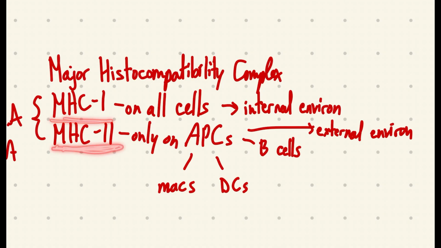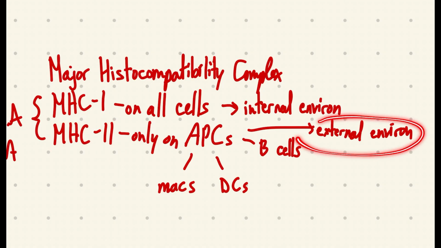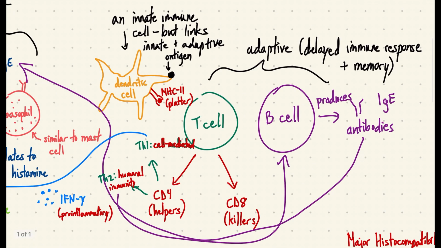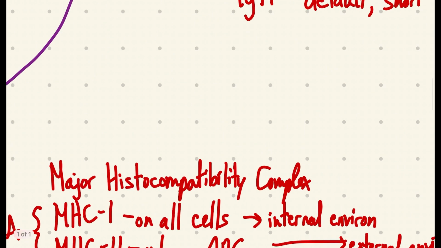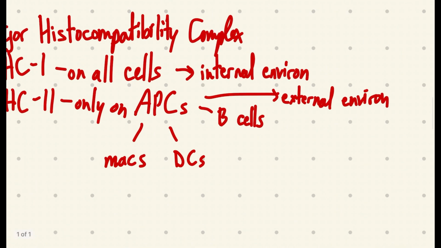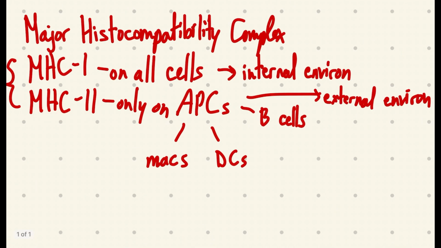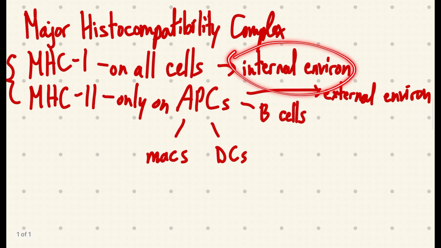MHC class 2 shows things that are going on in the external environment. So they are going to show antigens or pathogens that are found in the blood or the extracellular spaces between cells. That's what they grab and put on their little platter, the MHC platter. MHC class 1 is going to tell you what's going on in the internal environment of a cell.